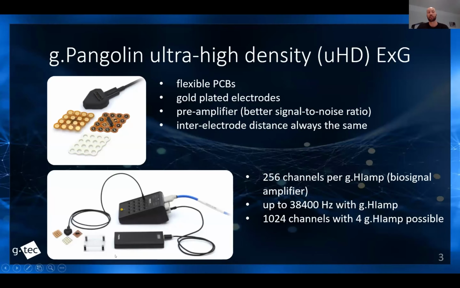This is in general the system overview, so we can use up to 1024 channels if we merge four g.HIamps. The inter-electrode distance of the PCBs of the electrodes is 8.6 millimeters, and we have a 5.9 millimeter exposed sensor diameter that we fill up with conductive gel in these adhesives.